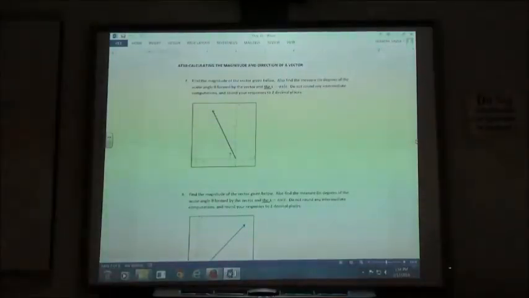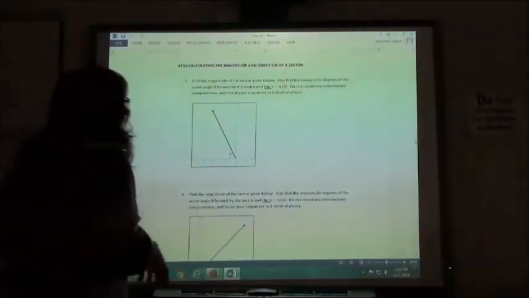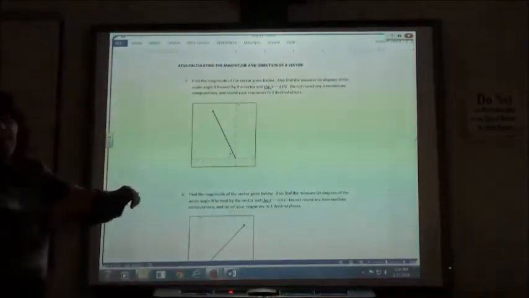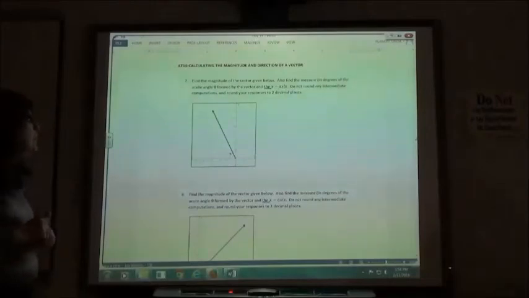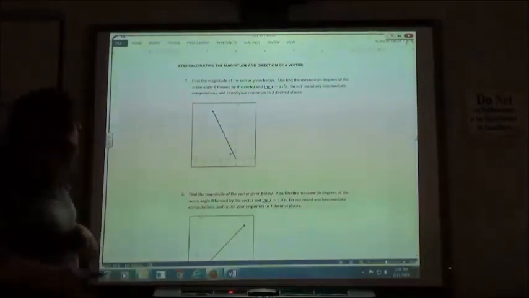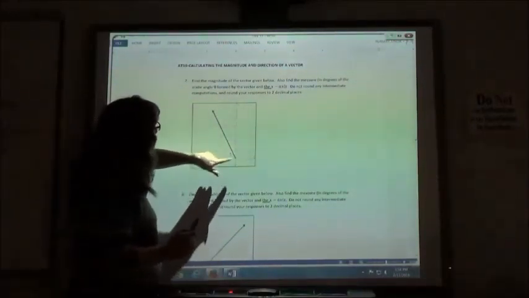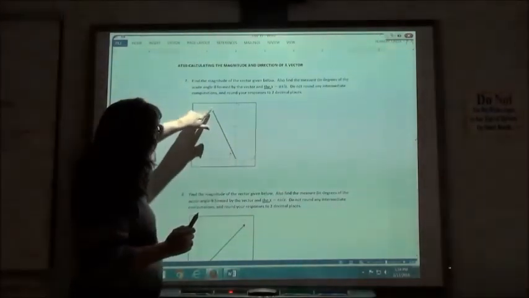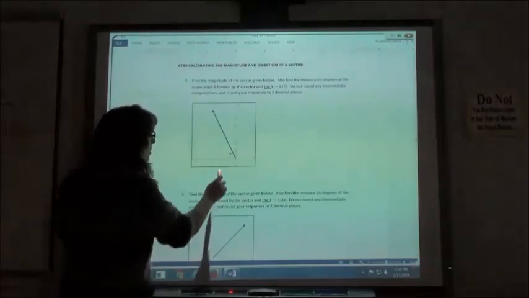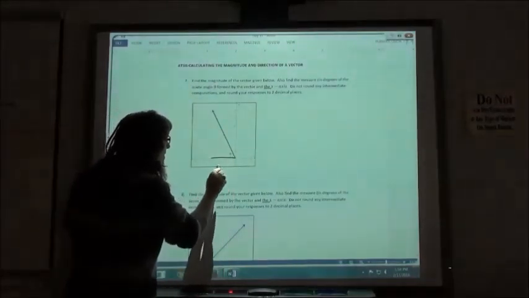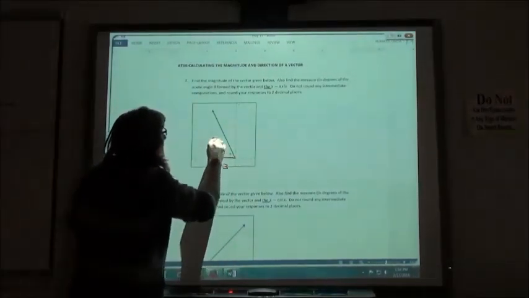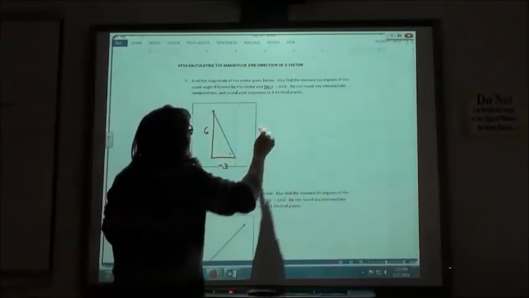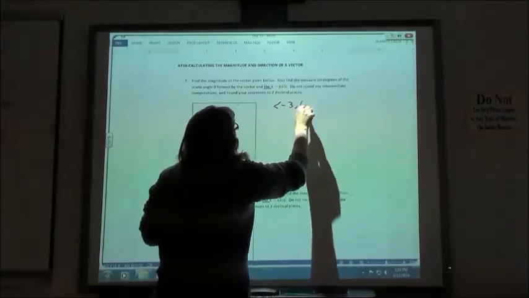All right, 7, 8, 9 are calculating the magnitude and direction of a vector, and just like most of trig, we're back to thinking about right angles and sine, cosine, and tangent, and all of those good things. So, magnitude of the vector is just how long is this vector. Well, if I draw my right triangle here, this side is negative 3, this side would be positive 6. So my vector that I have is negative 3, 6.